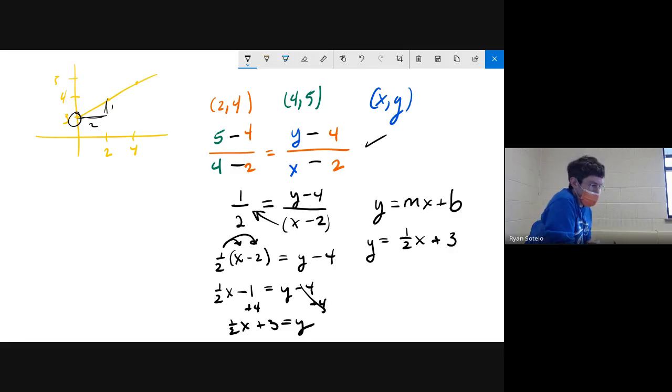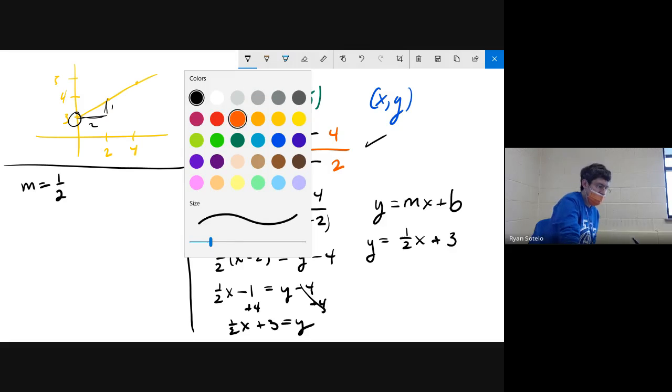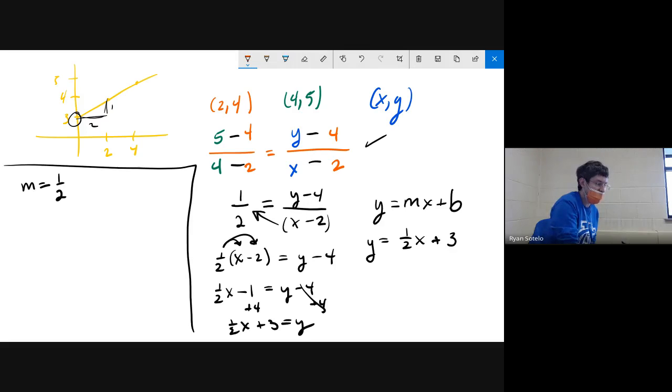Now, sometimes they will tell you, oh, the slope is... So this is a different problem. I'm using the same points, but sometimes they'll tell you that the slope is 1/2. They'll give you the slope, and then they'll give you one other point. So find the equation of a line that has a slope of 1/2 and goes through 2, 4. All you'd have to do is say 1/2 equals y minus, x minus, and just put that point over here.